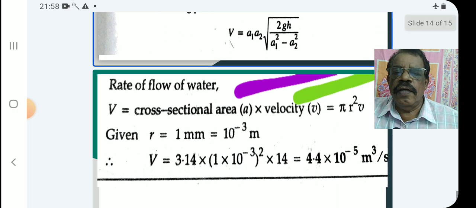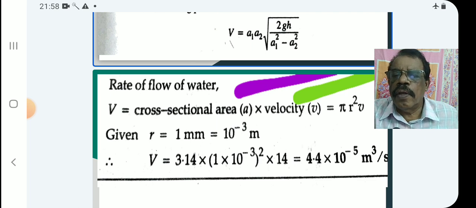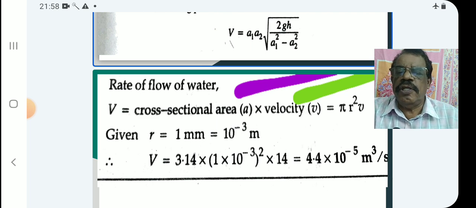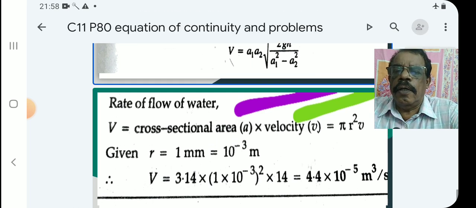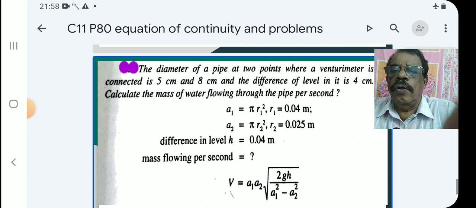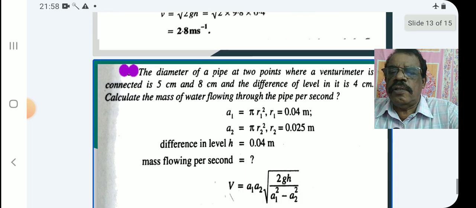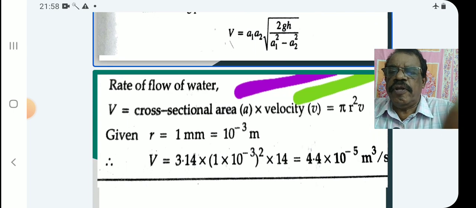This slide is repeated. The last slide is not recorded. It is a part of the previous problem. You go to the top side and see.